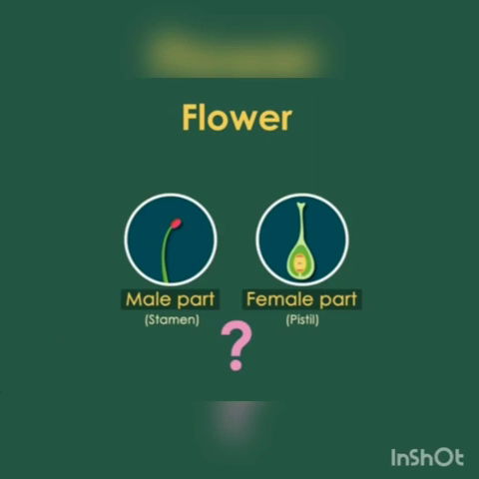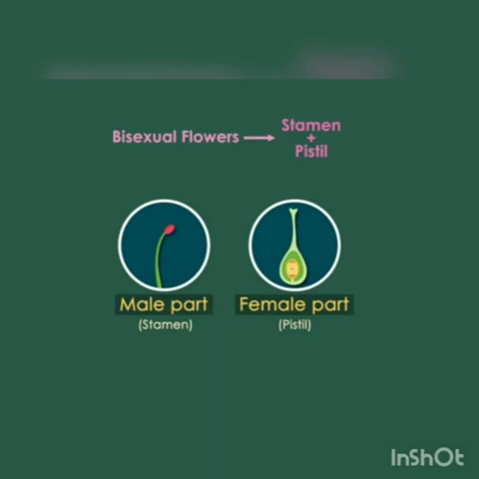Now, let's get to know how exactly the process occurs. Let's learn about it in detail. But before that, you must know one thing. Do all flowers always possess the floral parts together? Some of them do. What do we call the types of flowers which possess both the male and the female floral parts together? Flowers which contain both stamen and pistil together are called bisexual flowers.